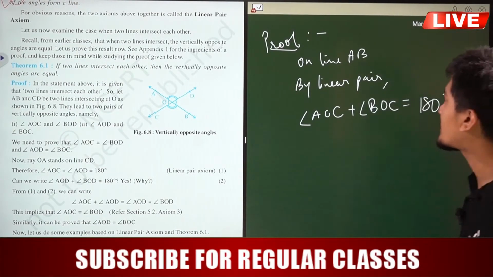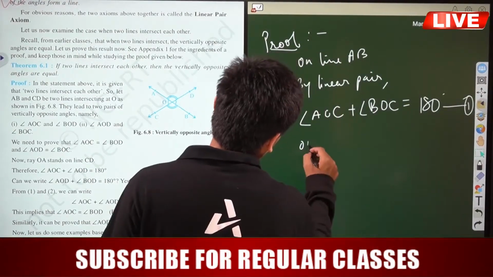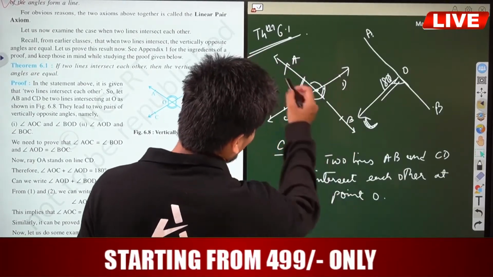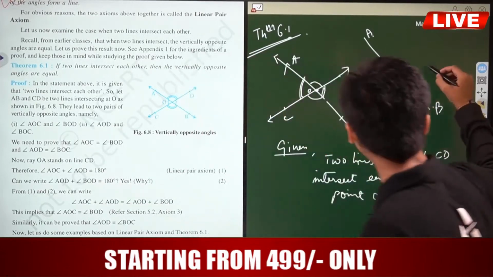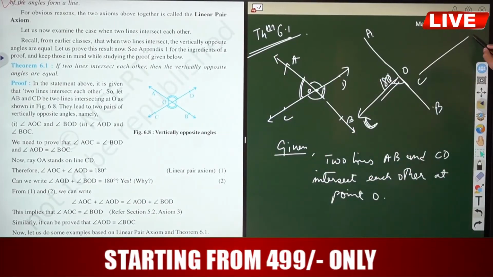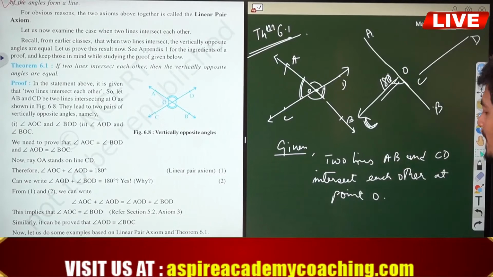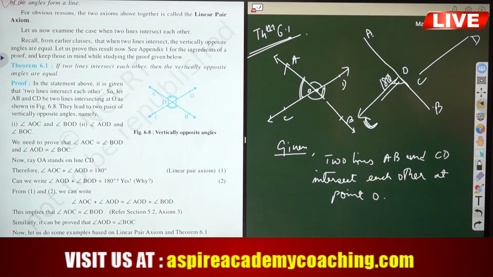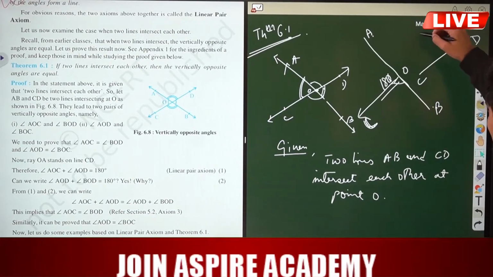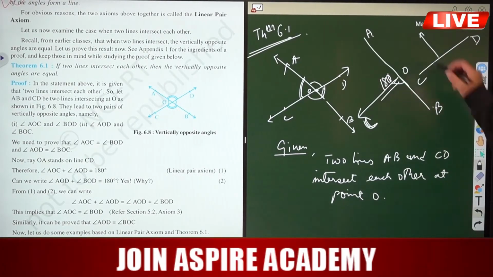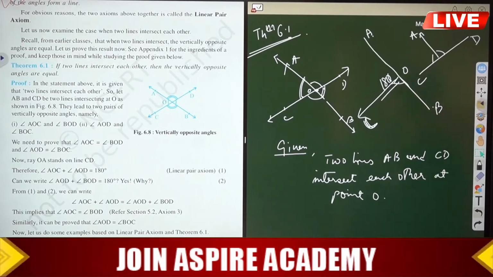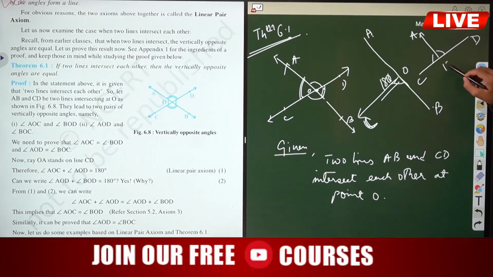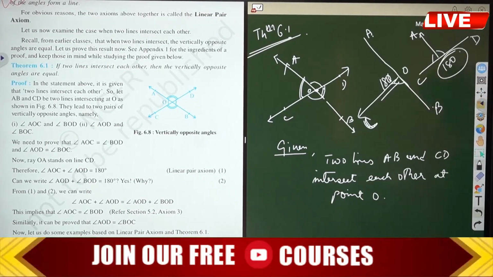Next, again, on line CD. Now, CD is the line. By linear pair, what can we do? If I take this ray, that means A. This angle and this angle are adjacent angles, and CD makes a line which is equal to 180 degrees.